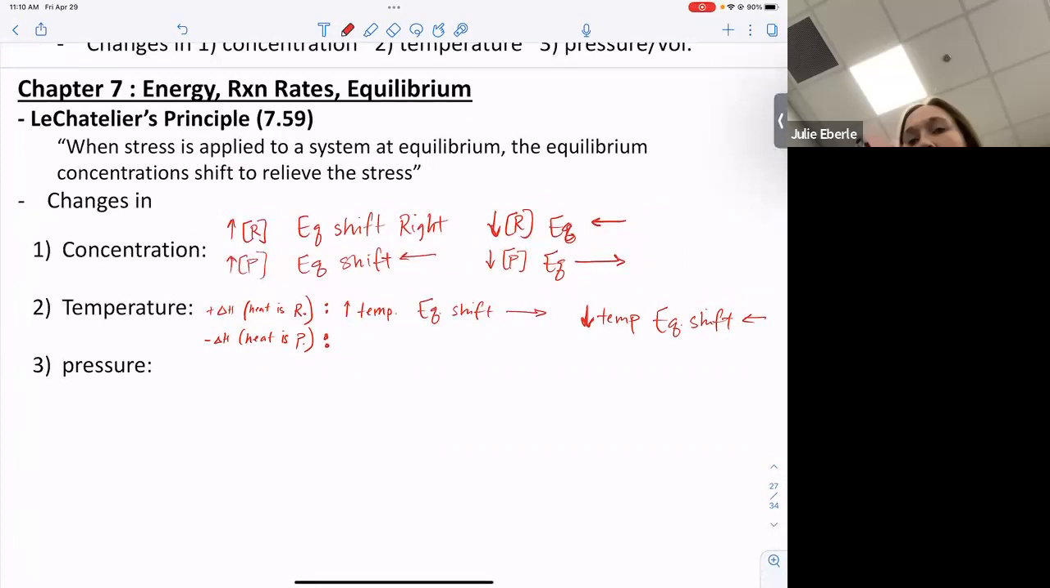If it's exothermic, heat's a product and you increase temp, equilibrium, I'm just going to draw arrows now, will shift towards the reactant side. And if it's an exothermic reaction and we decrease temperature, equilibrium will shift towards the product side to replace the heat that we're taking away.